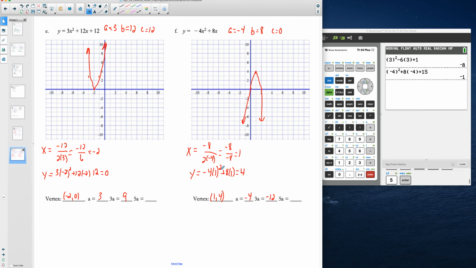When I plug 1 back in, I get a y value of 4. So my vertex is 1, 4. So I'm going to start at 1, 4. My A value is negative 4, so I'm going to go down 4 to the right one, down 4 to the left one. You might be able to sneak negative 12 in just off the graph here, but those 3 points are good enough. All right, my friends, that wraps up this lesson on graphing in vertex form.